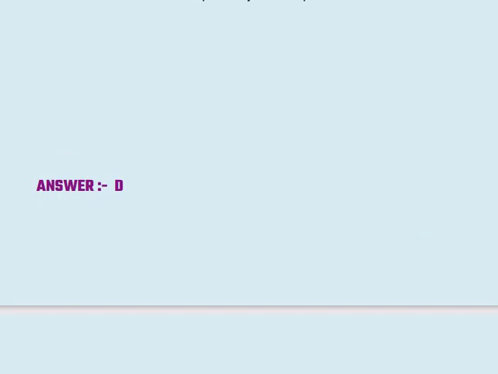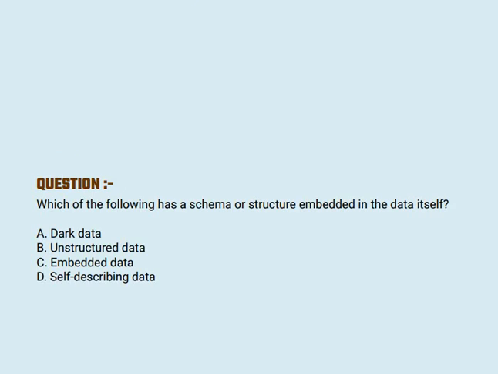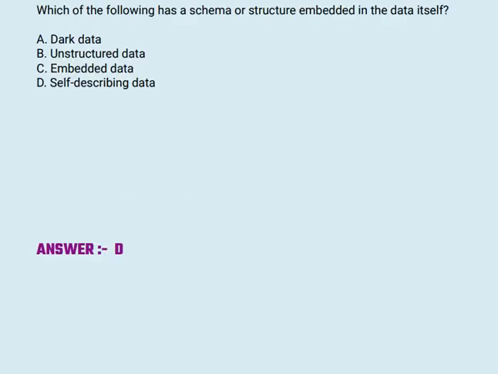Next question is, which of the following has a schema or structure embedded in the data itself? Option A, dark data. Option B, unstructured data. Option C, embedded data. And option D, self-describing data. The correct answer is option D.